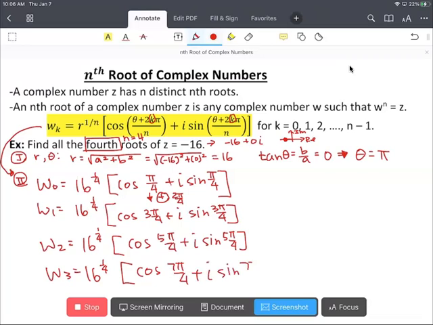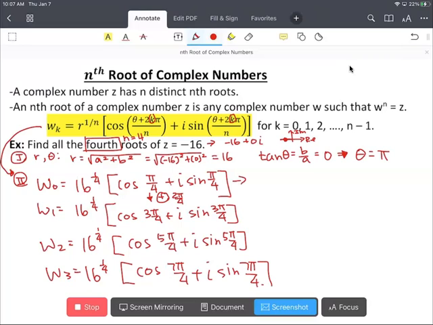We're going to stop here because we have 4 w's. If I continue and add another 2 pi over 4, we get w4, and w4 is equivalent to w0. So it's not necessary.